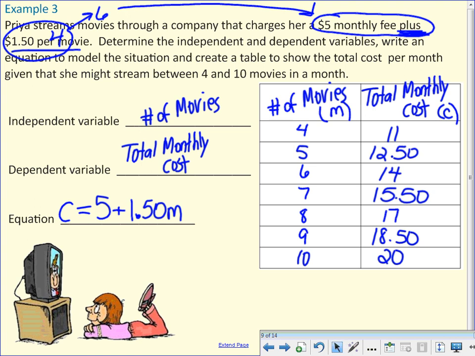Alright, I have a question. Why is this wrong? Besides the fact that I can't write. Why is that wrong? What would that mean? Yeah, that means $5 per movie. Right, but that's not how it works. The monthly fee is just once. They're only charging me that $5 one time. I'm not multiplying it by anything.